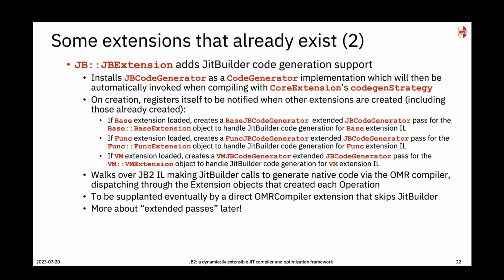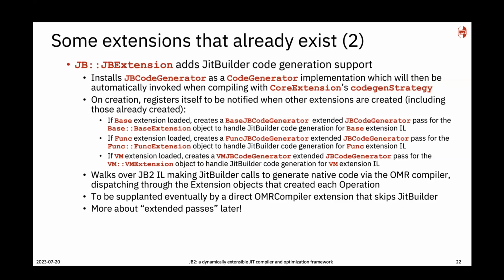All right, so the operations that base defines, the JB extension knows about the base extension, it knows which operations are in it, and it has a way of dispatching the JitBuilder calls in order to handle the IL for what gets created by the base extension, and similarly for the func extension, similarly for the VM extension. So I haven't talked about that yet, but hang on to that for a sec.